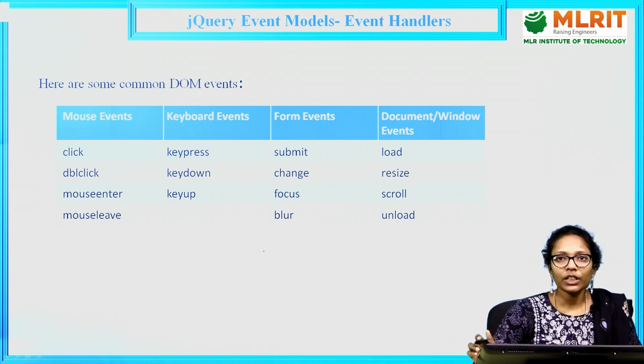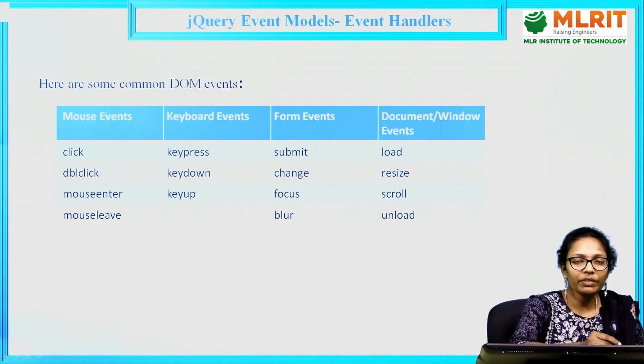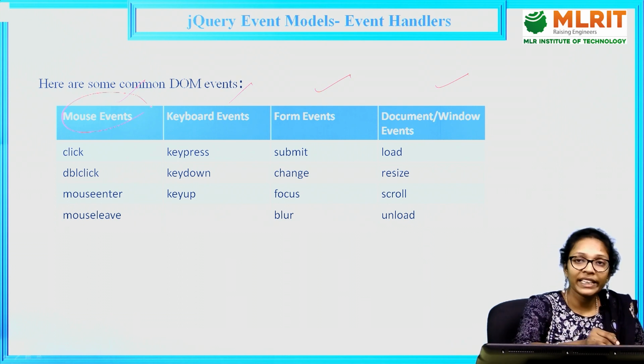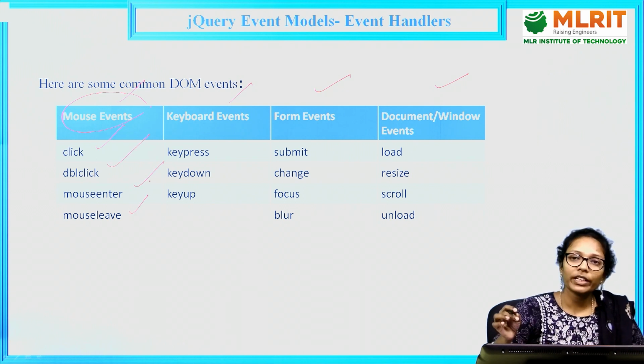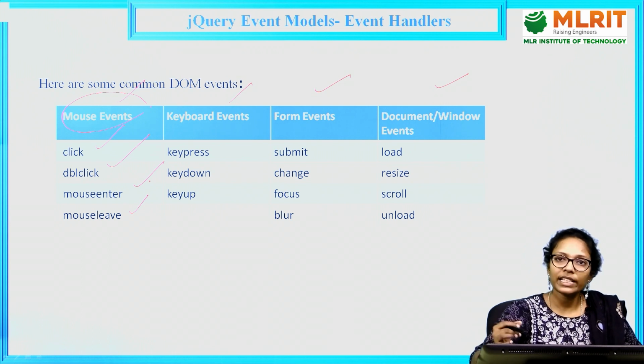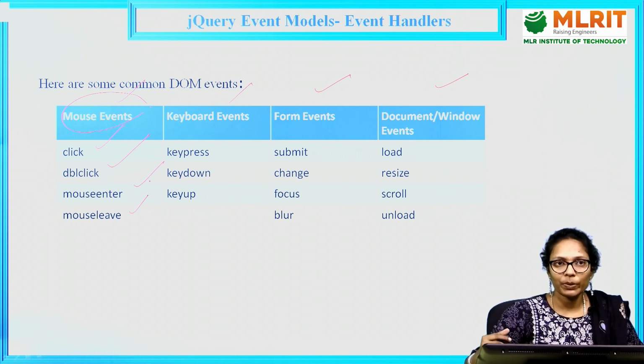So what are the common events we have? We have different categories of events here. Some of the events I have listed here are mouse events, keyboard events, form events, and document or window events. Mouse events are related to the mouse. If I click the mouse, an event will be generated. Double click, mouse enter, mouse leave. If I double click, again an event will be generated. Mouse enter: if the mouse enters a particular field, then the mouse enter event will be generated. If the mouse leaves a particular space, then the mouse leave event will be generated.